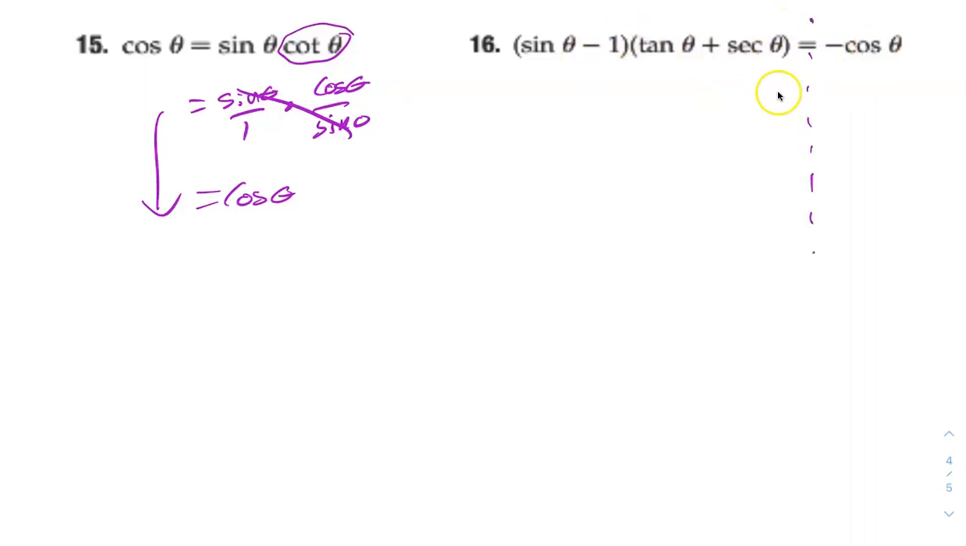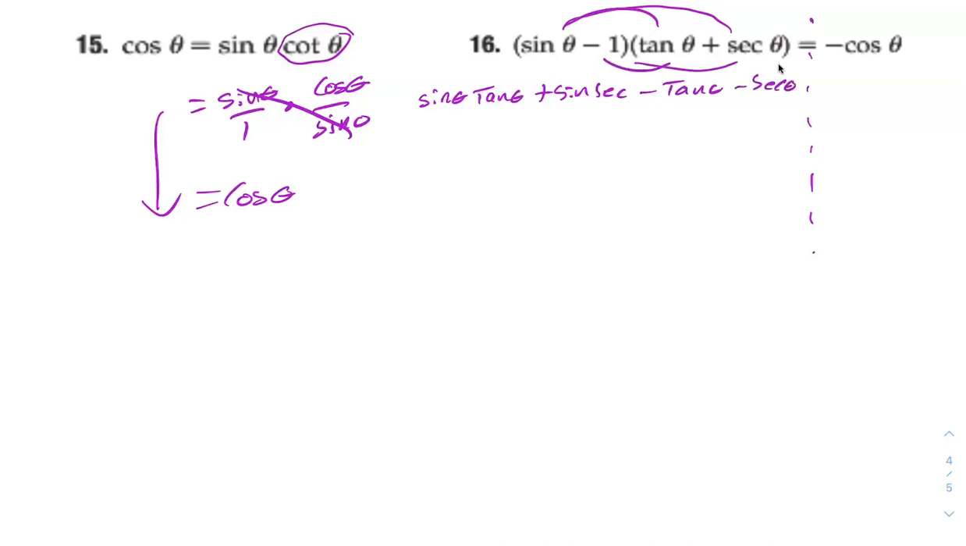This side I actually have to multiply it out. There's nothing special here. You just have to go, okay, sine times tan theta. This might be ugly also. Times tan theta. And then sine times secant. And then here, negative tan. And negative secant. So I get all that. I don't see where this is going. I don't have a good idea of how to simplify this.